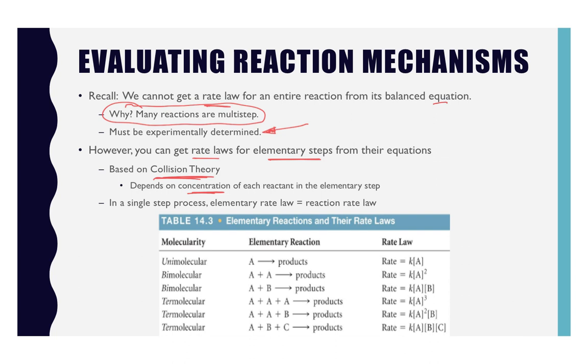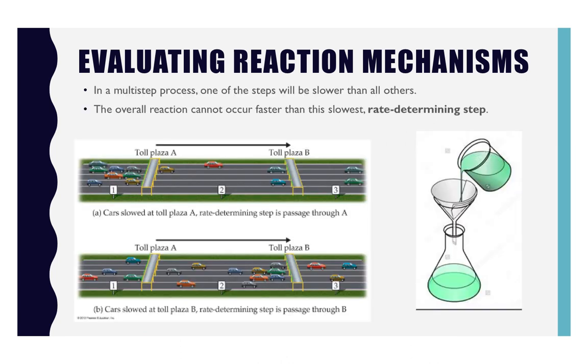Okay, so for example, if you have two chemicals come together, A and A, to make some kind of products, you can say that the rate is the rate constant times A squared, or here A times B, or here A cubed, or here A squared B, or here ABC. Again, most reaction steps are bimolecular. There are very few termolecular steps. They don't happen very often.